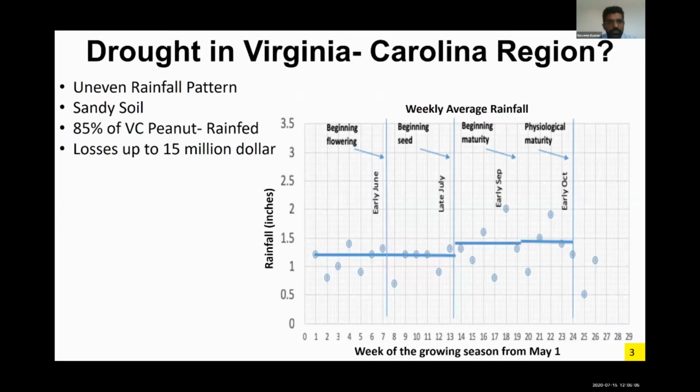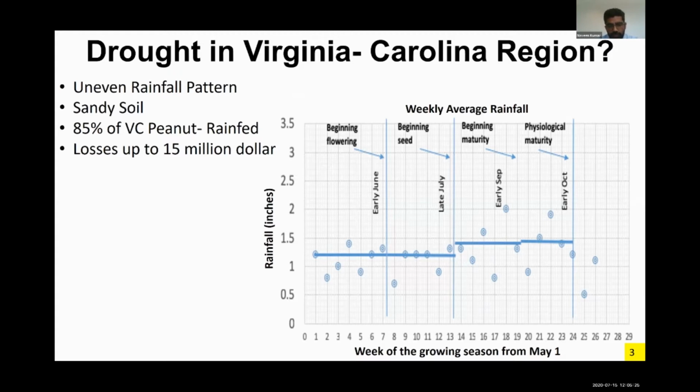Why drought in the VC region? Here are a few factors that drive us to study drought in the VC region. As we all know, to grow profitably, peanut requires a uniform distribution of water ranging from 1 to 2 inches per week depending upon the different growth stages.